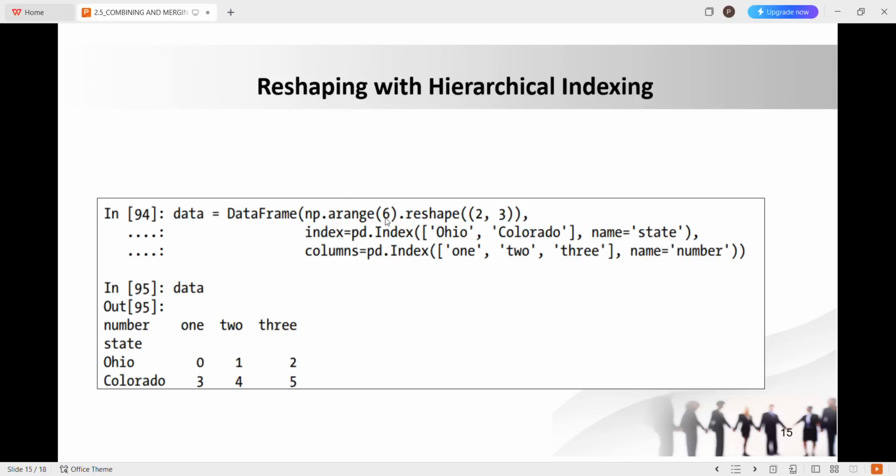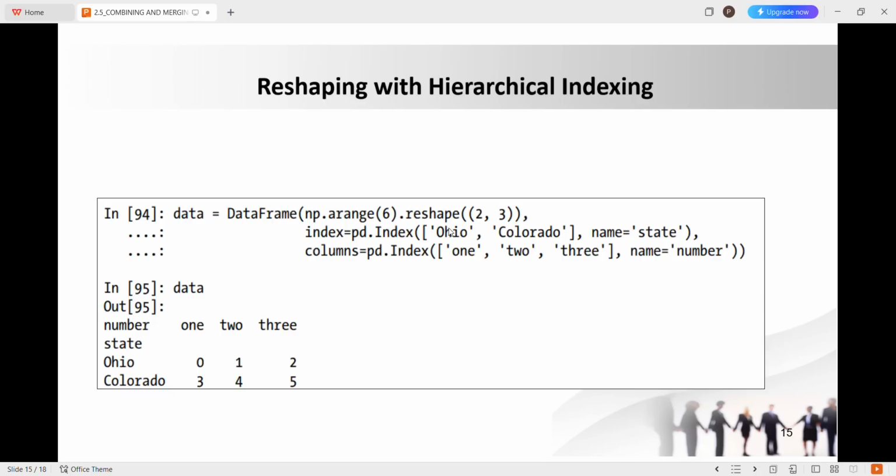Okay, so my data is from 0 to 5: 0, 1, 2, 3, 4, 5. It is going to be written in terms of 2 rows and 3 columns. This is the function of the first line. Now we are giving a command called pd.Index, which you are indexing. You are indexing the name given as state.